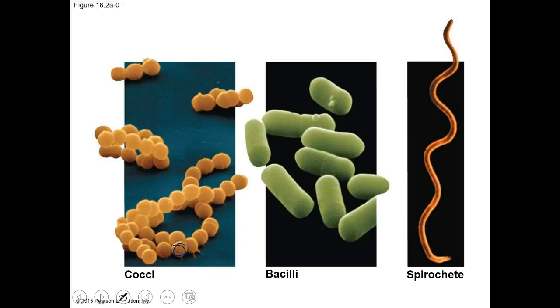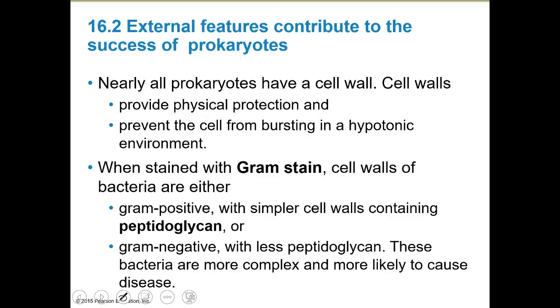Cocci are the circle shapes. Bacilli are the rod-shaped. And we have spirillus, or this one's spirochete because it's very long and spirally. Okay. Nearly all prokaryotes have a cell wall. So that's a distinguishing characteristic.